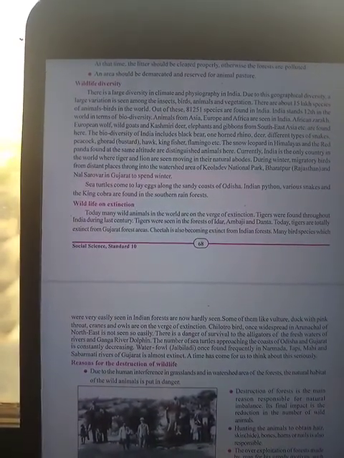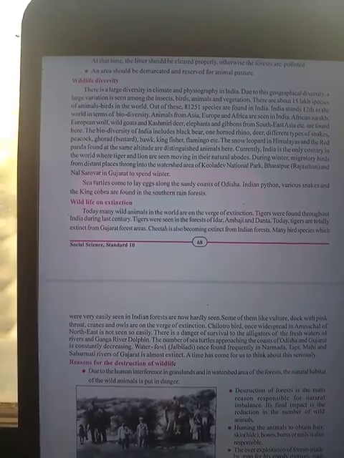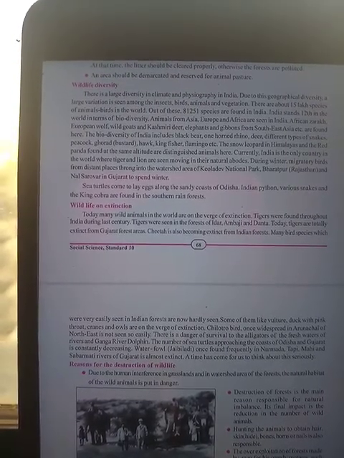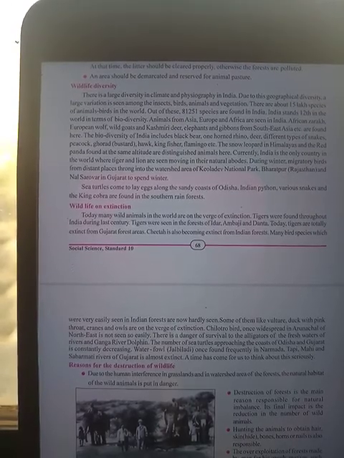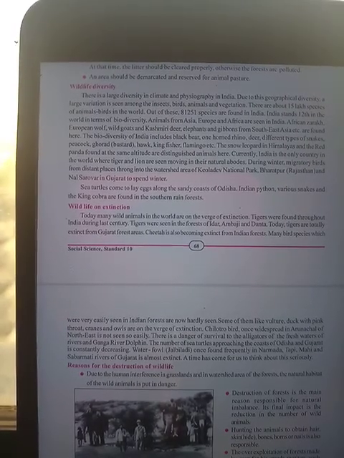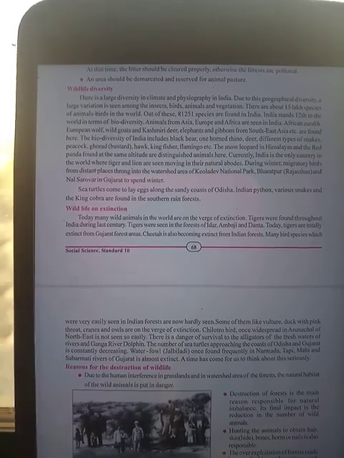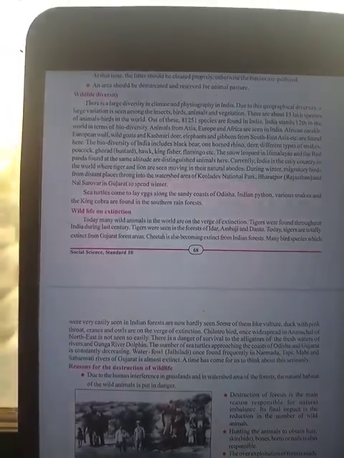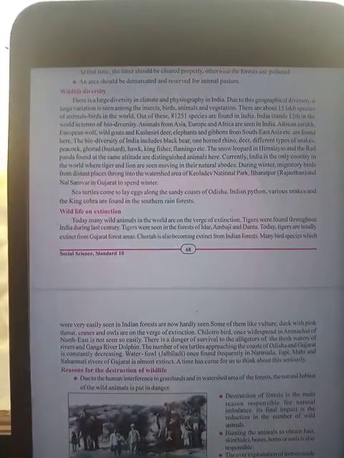The snow leopard in the Himalayas, and the red-tailed tiger and lions are seen moving in their natural abodes. During the winter, migratory birds from distant places come to the watershed area of Keoladeo National Park, Bharatpur, Rajasthan and Nal Sarovar in Gujarat to spend the winter. Sea turtles come to lay eggs along the sandy coast of Odisha. The Indian python, various snakes and the king cobra are found in the southern rainforest.